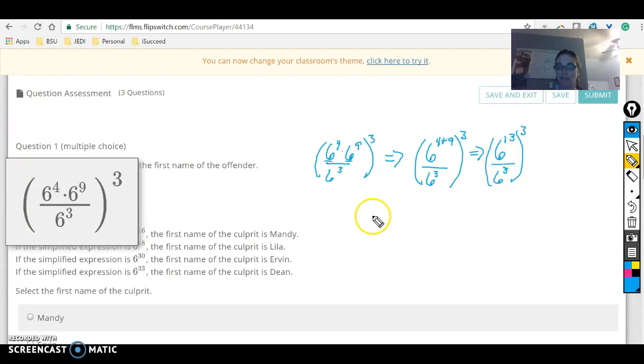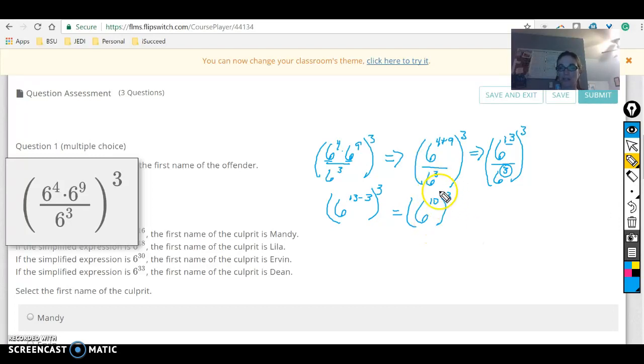The next step is I'm going to combine the numerator and the denominator. Again, I have the same base, so I can subtract the exponent in the denominator from the exponent in the numerator. So I'm going to have 6 to the 13 minus 3, all to the 3rd power, and this becomes 6 to the 10th to the 3rd power.